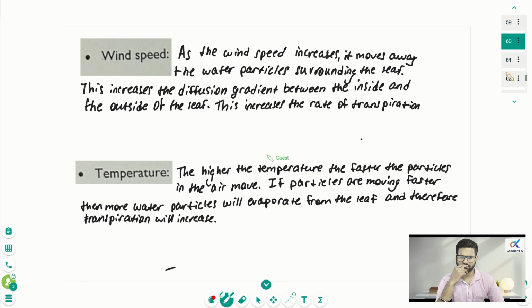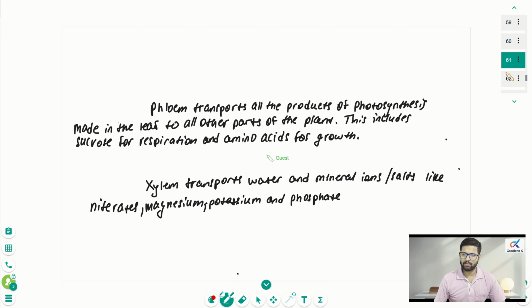Wind speed. Water particles surrounding the leaf, between the inside and the outside of the leaf. That's right. Very good. Perfect. You have very well explained it. The higher the temperature, the faster the particles in the air move. If particles are moving faster, then more water particles will evaporate from the leaf and therefore transpiration will increase. Very good.